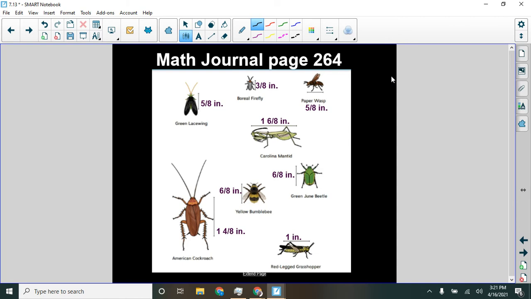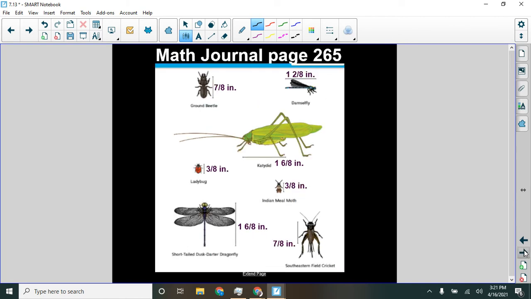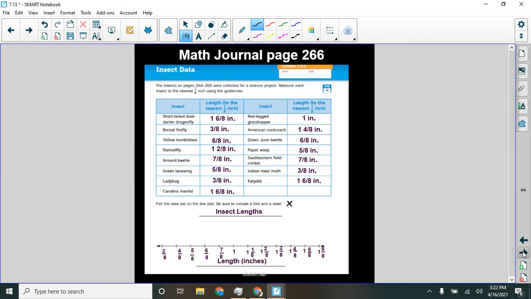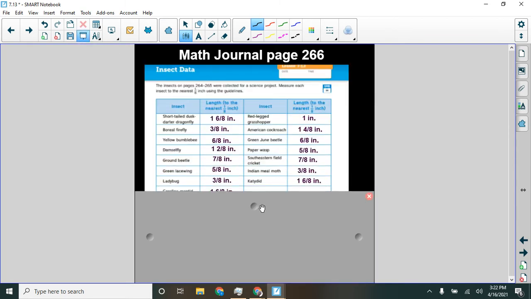Okay, so there's all of our measurements, and then you're going to do the same thing with the bugs on the next page. All right, and now let's all fill in the same data here. If you got a slightly different measurement, you're welcome to go back and measure that again. But I want you to go ahead and fill in this data, these are the measurements for all of our bugs.